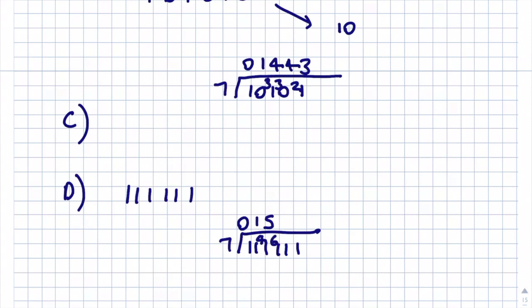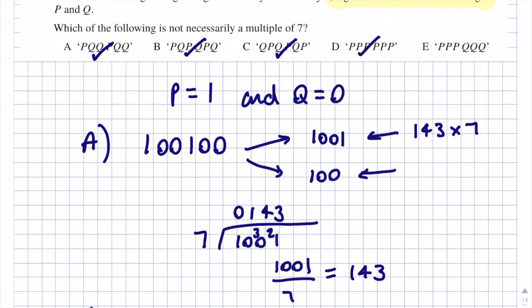How many 7's go into 61? There's 8 with a remainder of 5. How many 7's go into 51? That is 7 with a remainder of 2. How many 7's go into 21? That is 3. So therefore, 111,111 is equal to 15,873 times 7. So therefore, D is a multiple of 7. So I can tick D off.